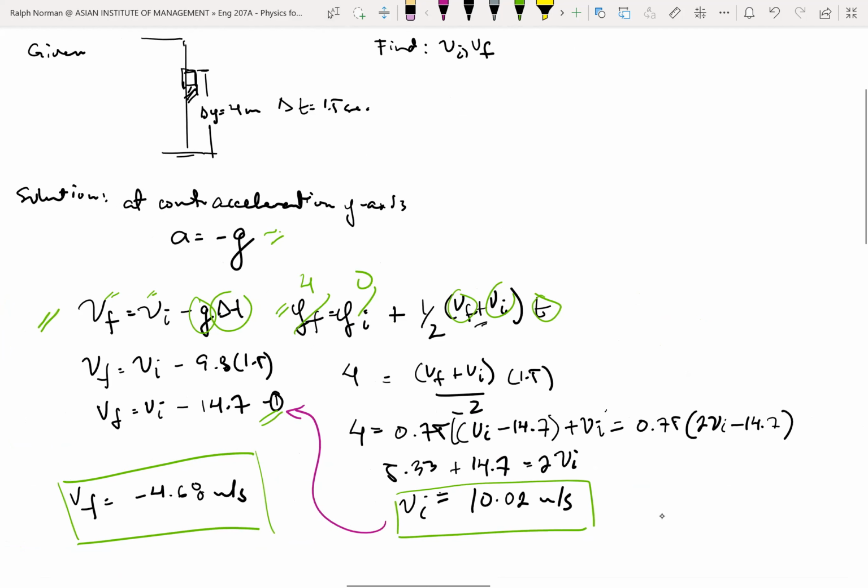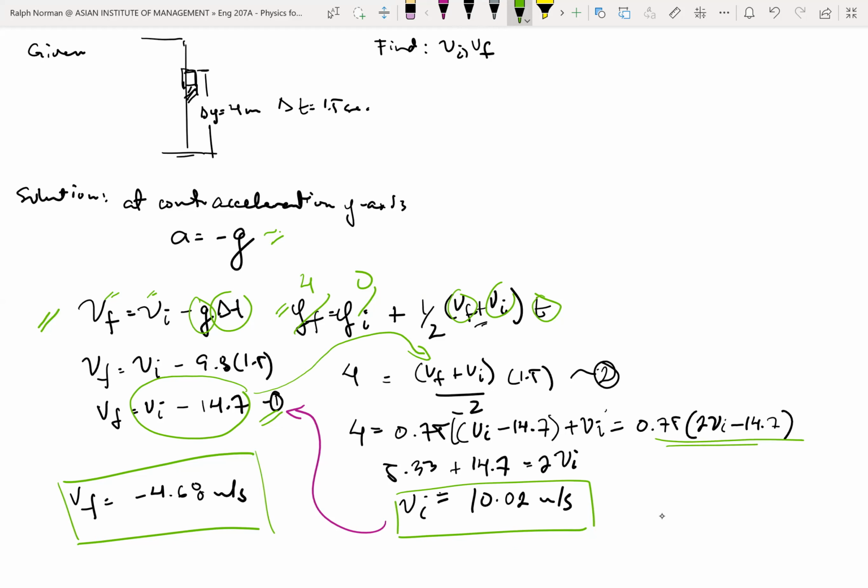Actually, I substituted already. This is the equation 2. And I substituted the value of Vf here, so that you have this messy equation. You just simplified it. I just divided 1.5 by 2, so that we have a single line, no fractions, and you would end up with this.